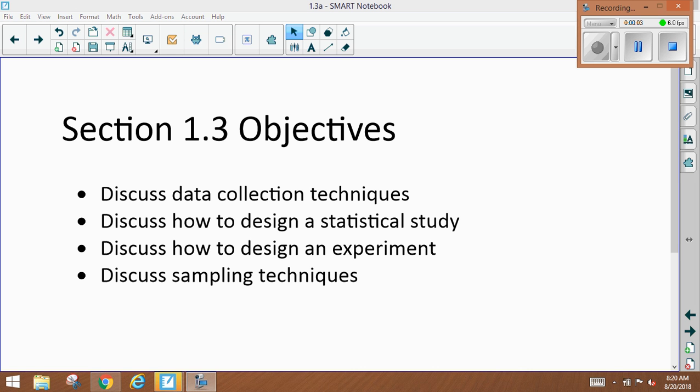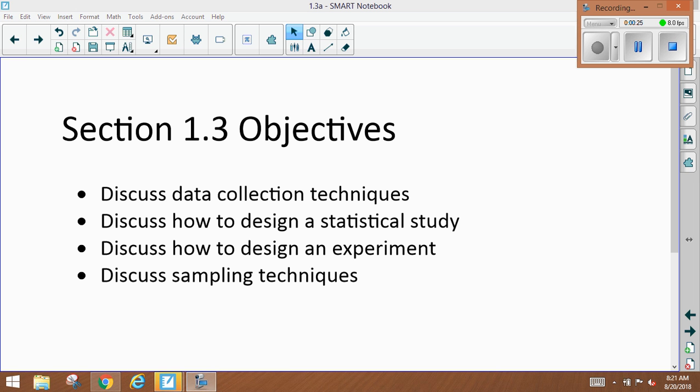All right, this is what we're going to do. Data collection techniques. How do you get information from a population, right? And then how to actually design that so that you get a representative sample from your population. We'll discuss how to design an experiment, right?